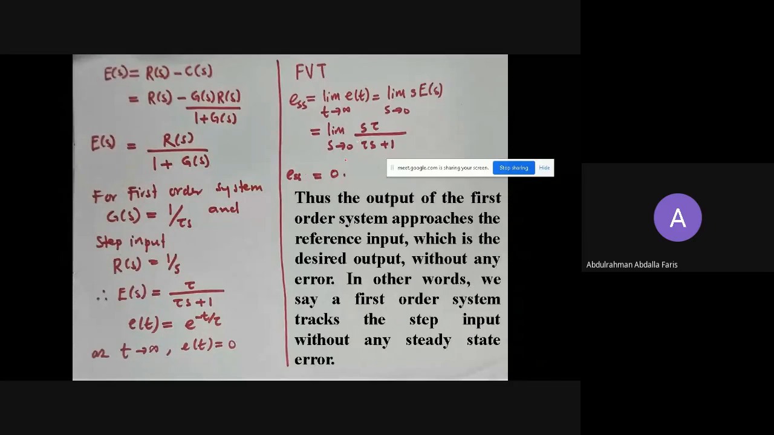So the way we are doing this equation is the same as here. Now you can see it's very simple, but later you'll see that most of the time you need to use this method to get e_ss, or steady state error. So here we can say that the output of the first order system approaches the reference input R(t) without any error. In other words, a first order system tracks the input without any steady state error.